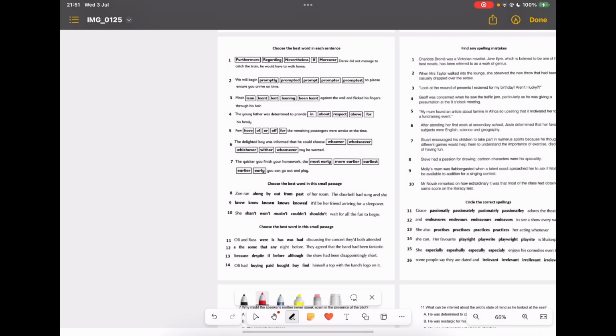Alright, next is best word. Okay, question 1. So, something Derek did not manage to catch the train. He would have to walk home. So this is if Derek did not manage to catch the train, he would have to walk home. Alright, next is 2. We'll begin something, so please ensure you arrive on time. So we will begin promptly. So promptly means they'll begin very soon. They'll begin on time. So please ensure you arrive on time.